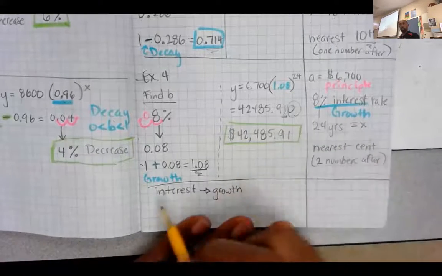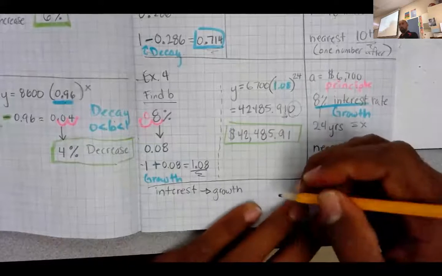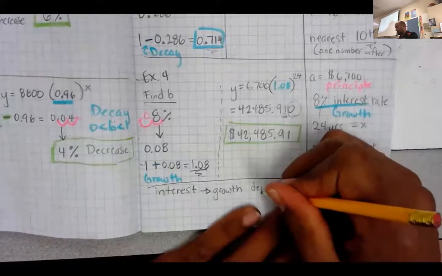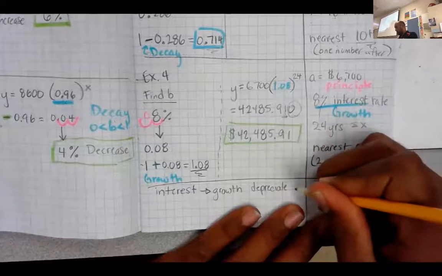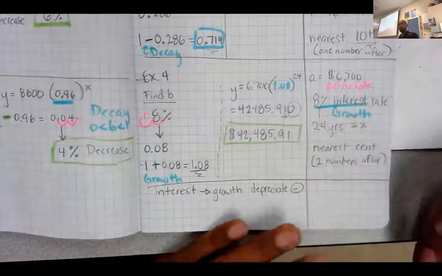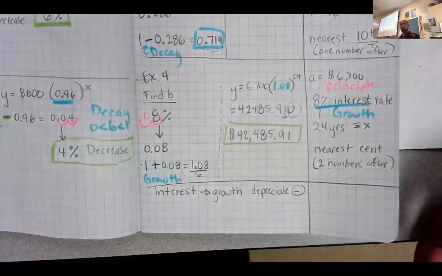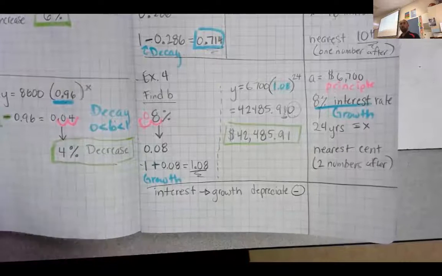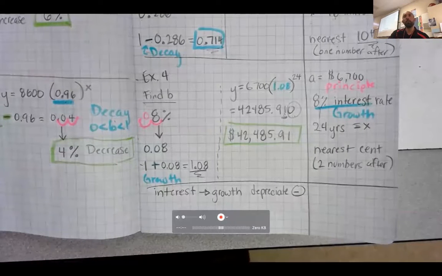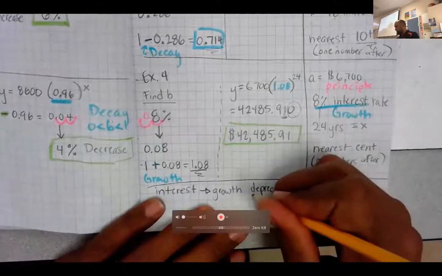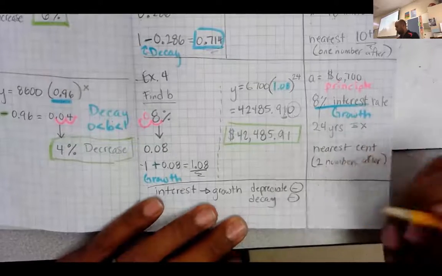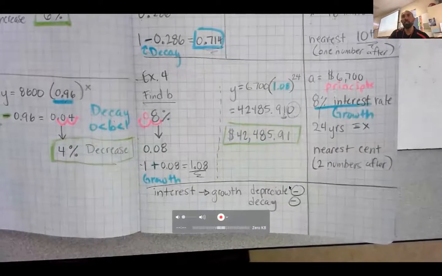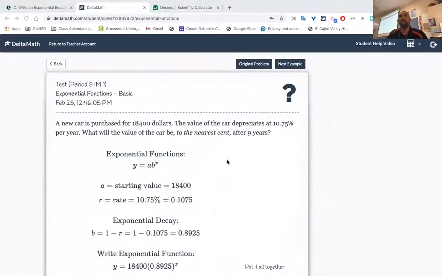Okay, actually what we'll do is we'll put all the growth words on the left, and then depreciate. I'm just going to put a minus sign, knowing that it's something that decreases, instead of writing the word. Decay, which we should all know by now, or decrease. You see they all start with DE.